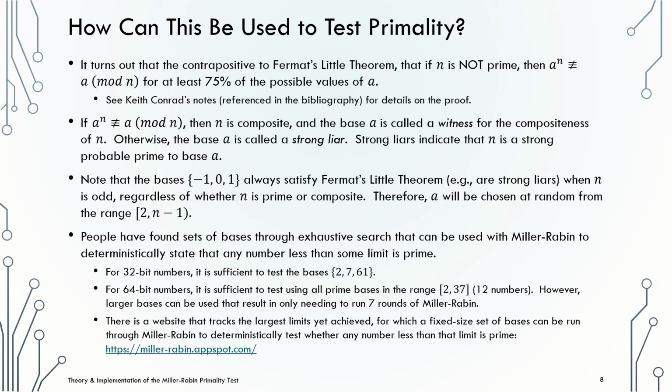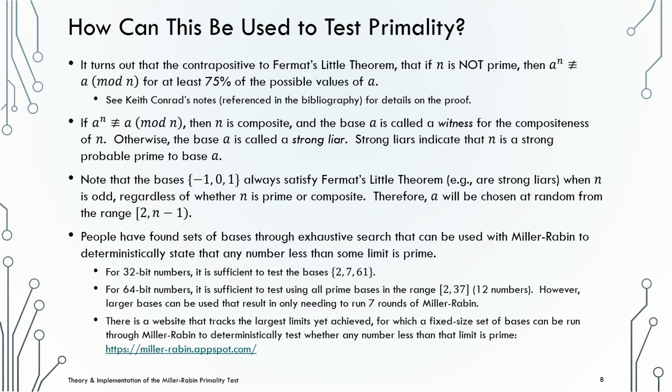So if a to the n is not congruent to a mod n, then n is composite with 100% certainty, and the base a is called a witness for the compositeness of n. Otherwise, the base a is called a strong liar. Strong liars indicate that n is a strong probable prime to base a. Again, regardless of whether or not n is prime, we call a a strong liar if it says that n is prime. That is just a notation used in this algorithm.